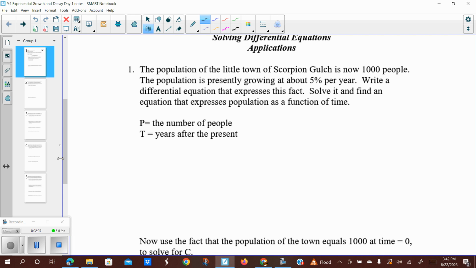It says the population is now 1,000 people. That tells you that's some kind of an initial population or current population. The population is presently growing at 5% per year. Tells you some kind of a growth rate. And then we want to write the differential equation that expresses this fact. Remember, a differential or derivative is a rate of change. So we're given some information there that we can do that. Solve it and find the equation that expresses population as a function of time.